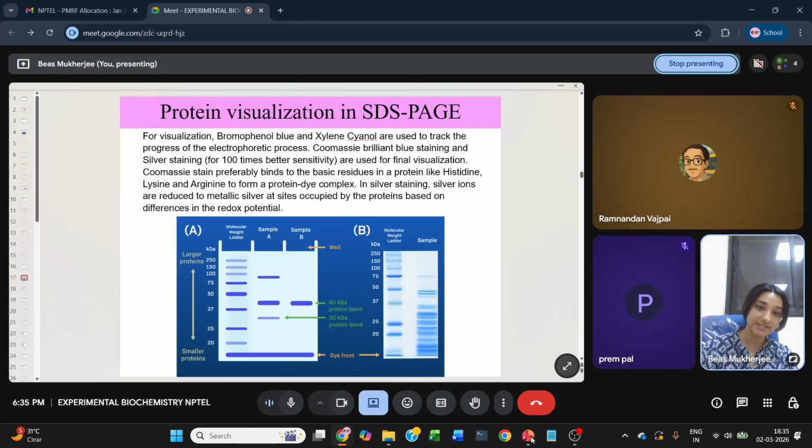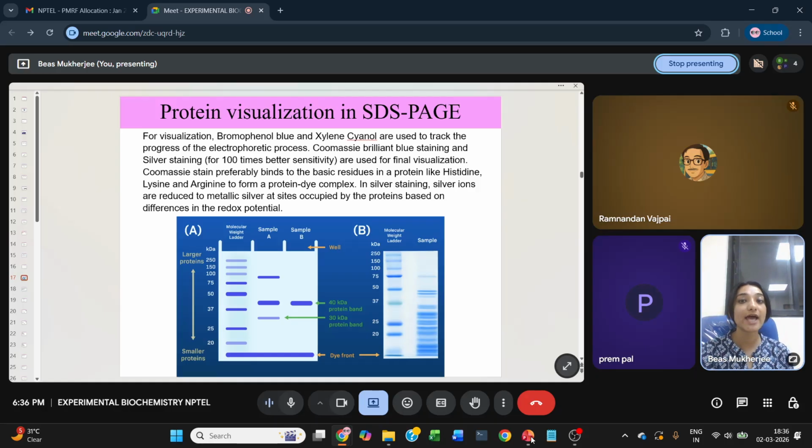Now, protein visualization. Now you see that this gel is there, there are different proteins. Now what do we do? So now we image. Okay, so for visualization, bromophenol blue and xylene cyanol is used to track the progress of the electrophoretic process. Okay, so you can see visually that this process is happening. But then when you just see the gel running, you see only one single band. You don't see these other bands of the proteins, right? So then from where are they coming? They are seen when you use a staining solution.